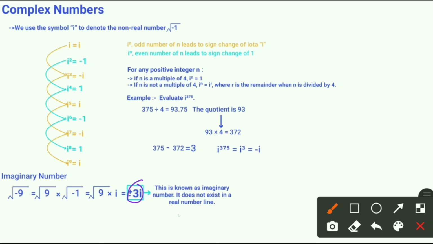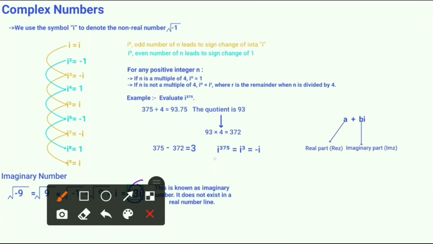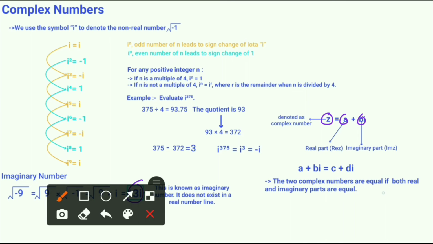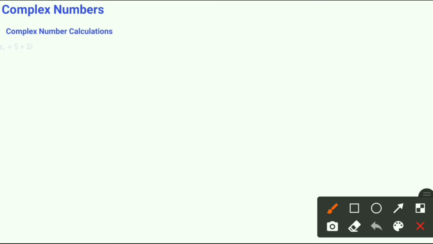Numbers. This is the imaginary number. This is not a real number. It does not exist on the real number line. This is the real part and this is the imaginary part, and the whole thing is known as a complex number, and we denote this as z. Complex numbers are equal if both real and imaginary parts are equal.